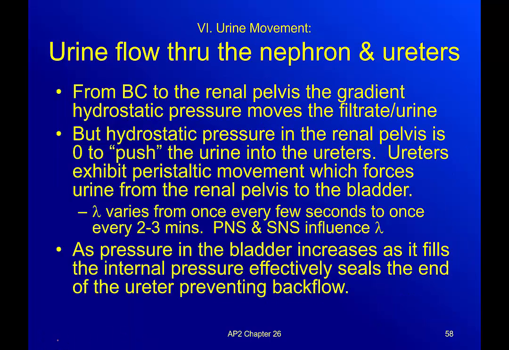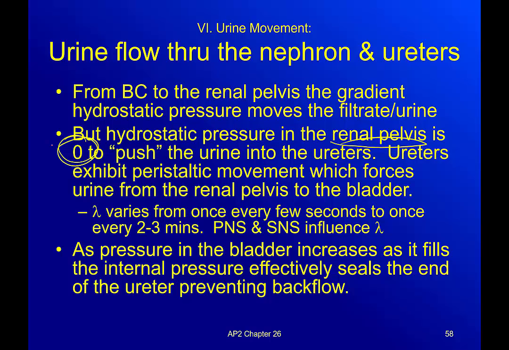Okay, so from Bowman's capsule to the renal pelvis, the gradient of hydrostatic pressure moves the filtrate or urine. Basically, it's going from the highest pressure in my glomerulus to the lower pressure in Bowman's capsule to lower pressure until it reaches the renal pelvis. Now, don't forget, the renal pelvis is that kind of collecting area in the kidney. But hydrostatic pressure in the renal pelvis is 0. Okay, so once I get there, I'm at baseline. So I actually have to push the urine into the ureters.